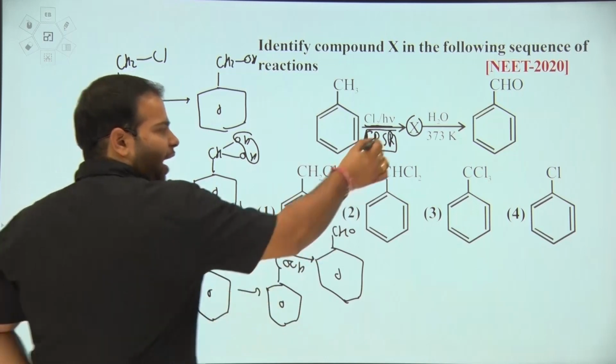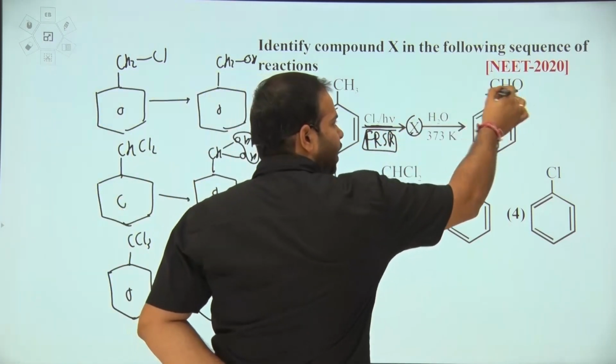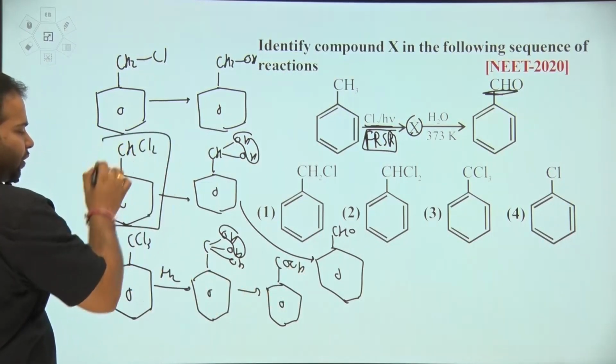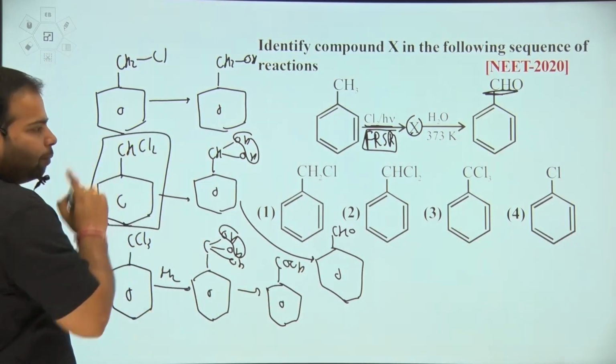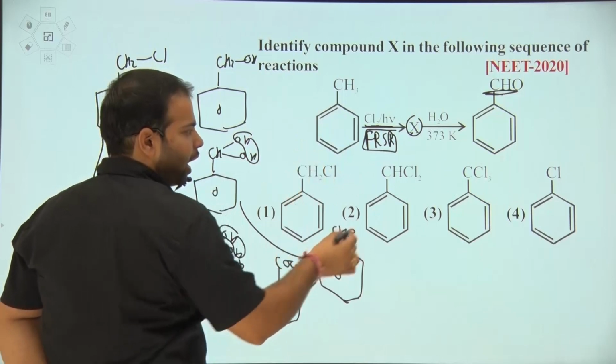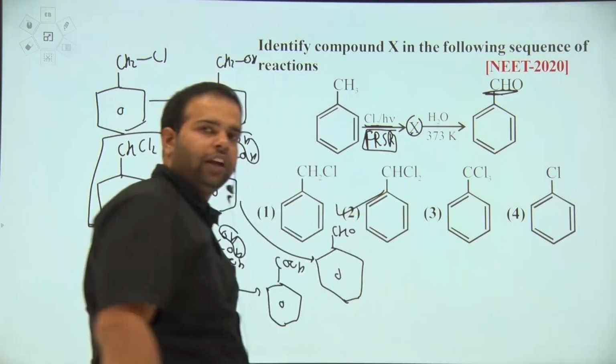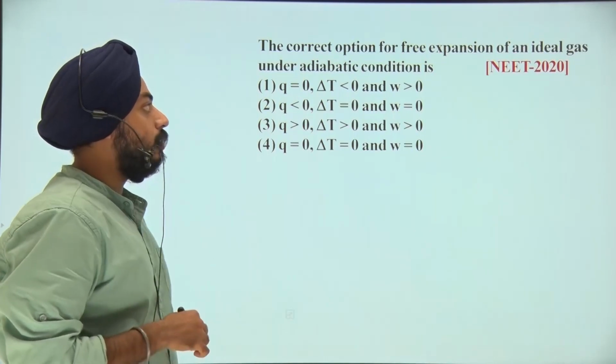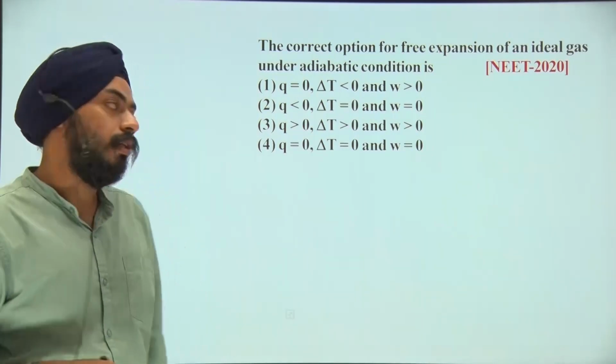Now in this case X will hydrolyze to give benzaldehyde, which means X should be this one. So in this case the answer will be benzene CHCl2, that is the second option. Clear? Students, our question is, the correct option for the free expansion of an ideal gas under adiabatic condition is.